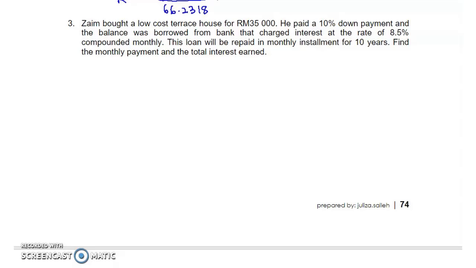Now let's look at number 3. Zaim bought a low-cost terraced house for 35,000. He paid a 10% down payment and the balance was borrowed from the bank that charges interest at the rate of 8.5% compounded monthly. This loan will be repaid in monthly installments for 10 years. If the interest is compounded monthly, then the payment must also be monthly. Find the monthly payment, which means value R, and the total interest earned.